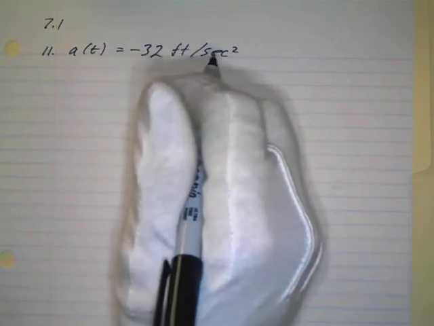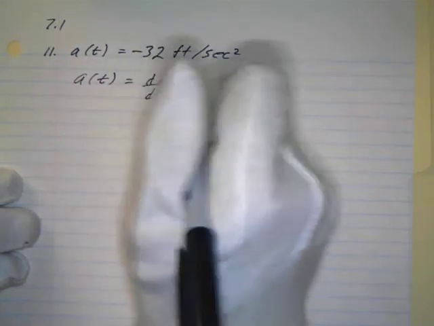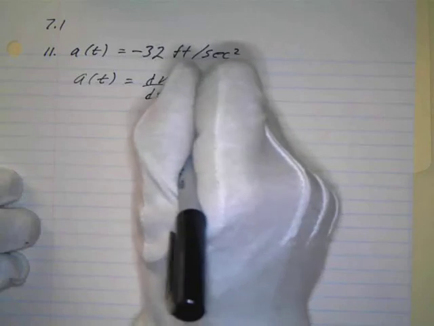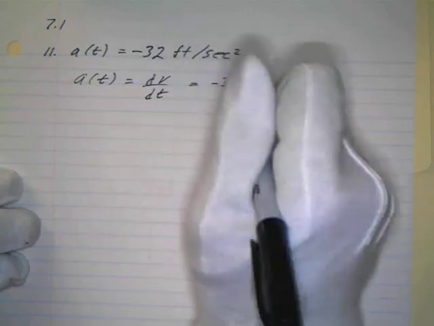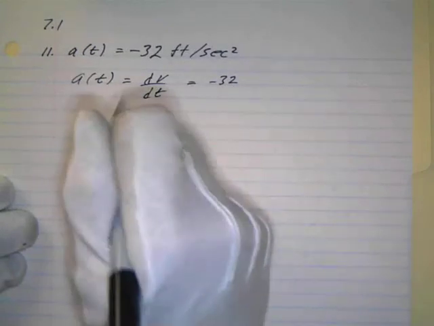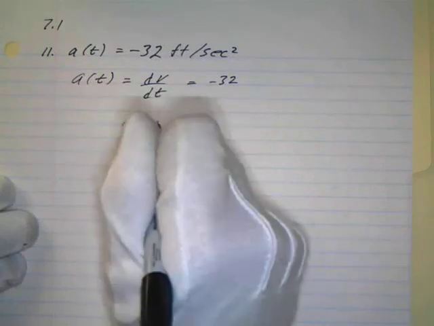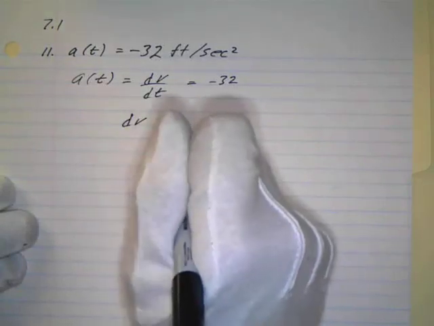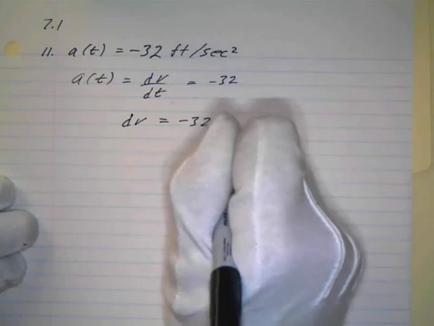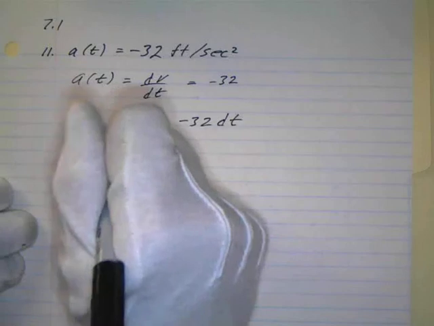So, as before, we know that the acceleration is the derivative of the velocity with respect to time. And we're going to set that equal to our negative 32. And then we can multiply both sides by dt, or I should say dv equals negative 32 dt. And then we can take the integral of both sides.